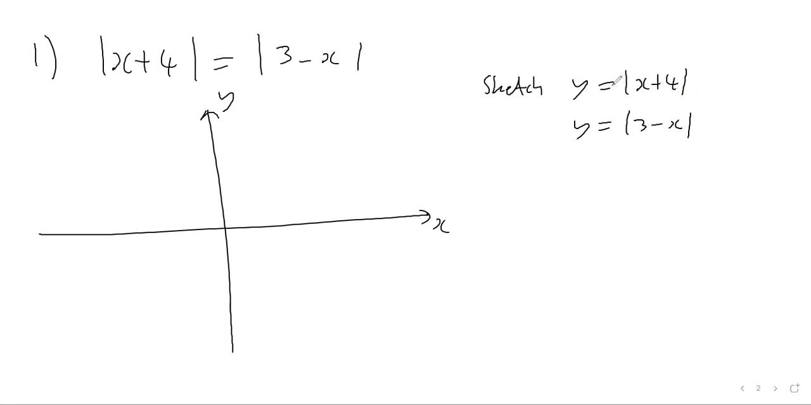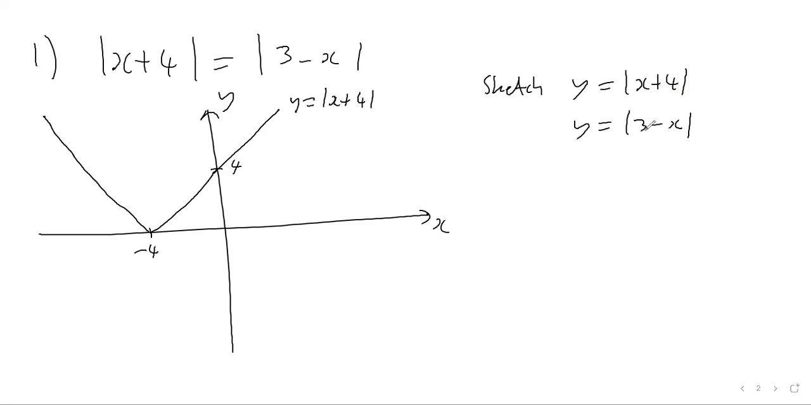So we can sketch y equals the modulus of x plus 4. Again, it's just like a V shape. It's basically the graph y equals x plus 4, with gradient of 1 and y-intercept of 4. As soon as we touch the x-axis there at minus 4, we're just going to reflect ourselves up like that. So that's our first graph, y equals modulus of x plus 4.